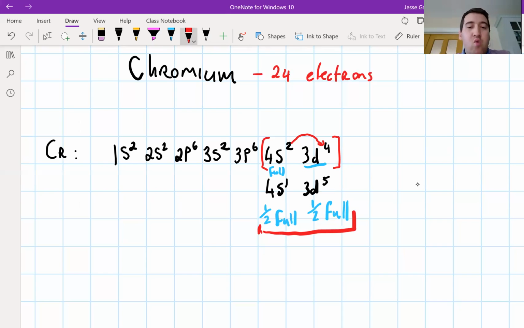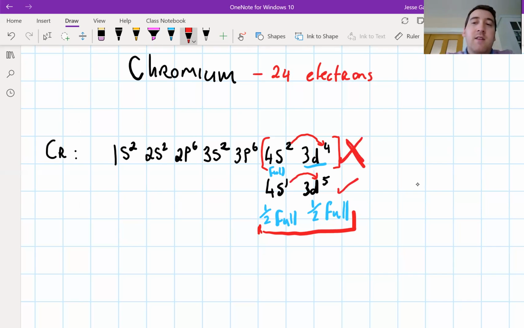So this element, chromium, is an element that will do this. This here is the correct electronic configuration, and this one is the incorrect one. So this top one does not exist. This bottom one is the way it is. We say an electron gets promoted, or it moves from the 4s to the 3d. Okay, so it moves, it gets promoted.